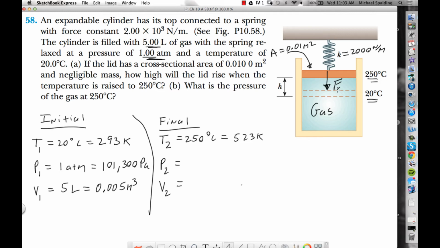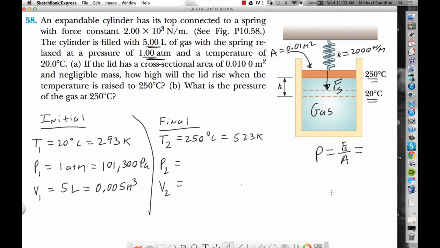Remember what I said? If there was no spring here at all, if this spring were not there, would the pressure of the gas change? Nope. The pressure of the gas would stay the same. So the spring exerts a force on the gas. Now what's the definition of pressure? The definition of pressure is force over area. So the force of the spring causes a pressure which is going to be equal to force of spring divided by area. You guys follow me?